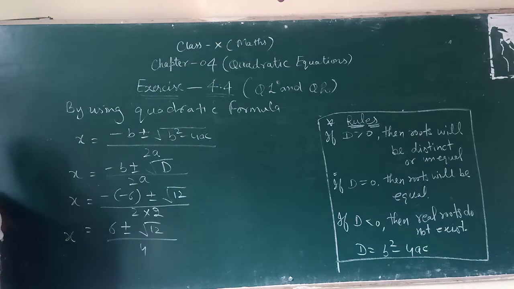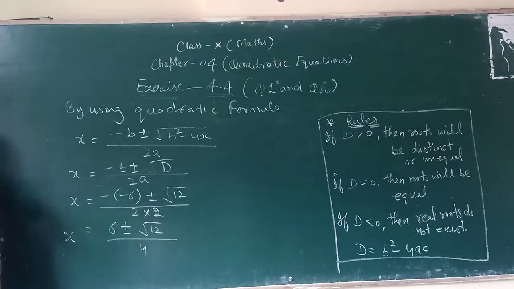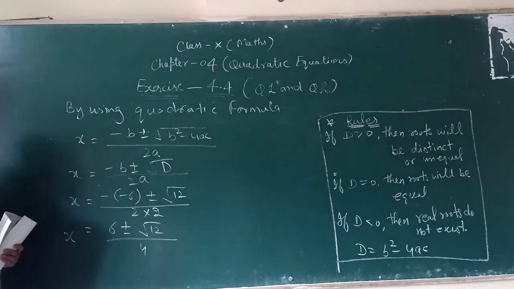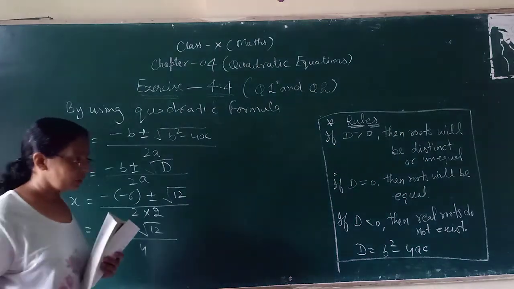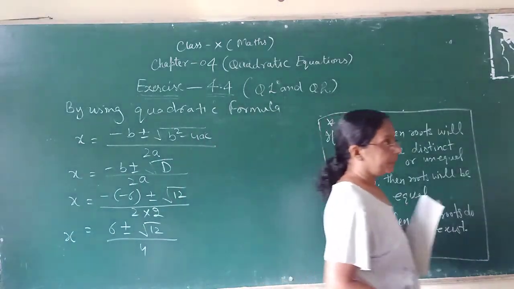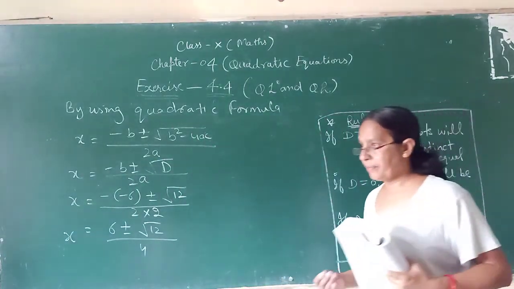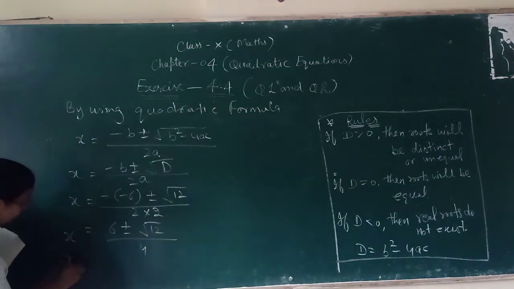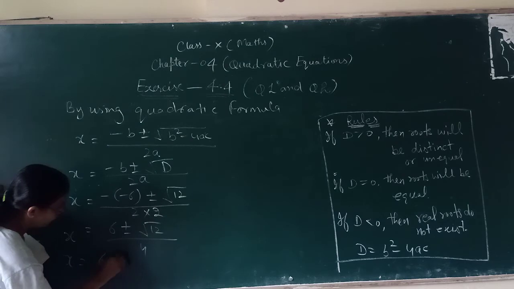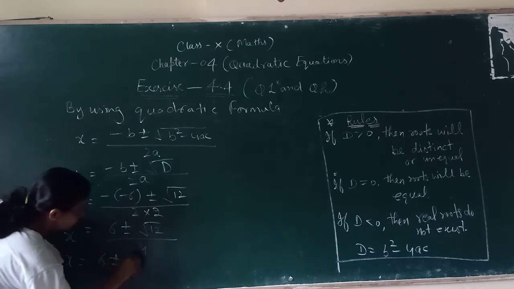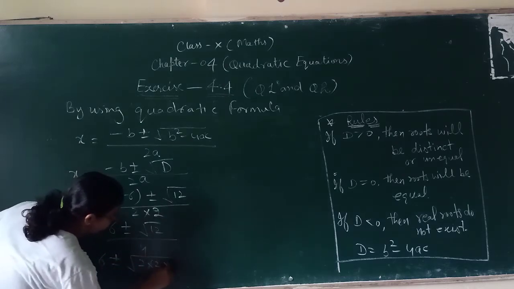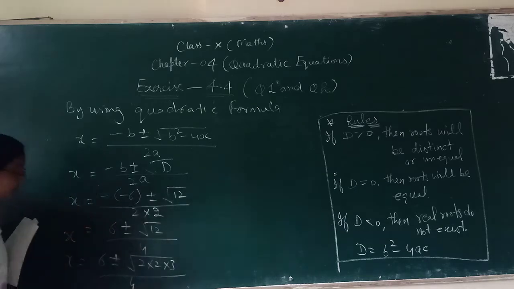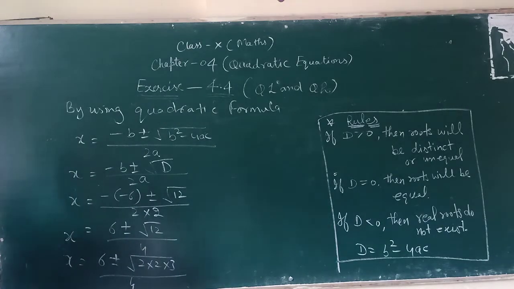So here one new thing we got, that is root 12. 12 is not a perfect square of any number, but in prime factors we can get a square factor, not completely, but a part of the number. Suppose 2 twos are 4, 4 threes are 12, like this. Then what will come?